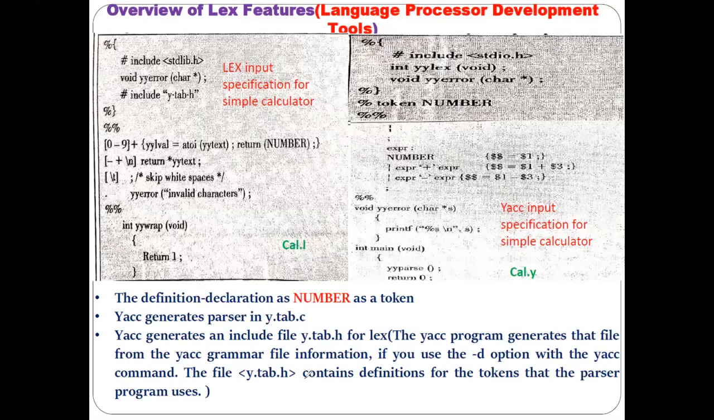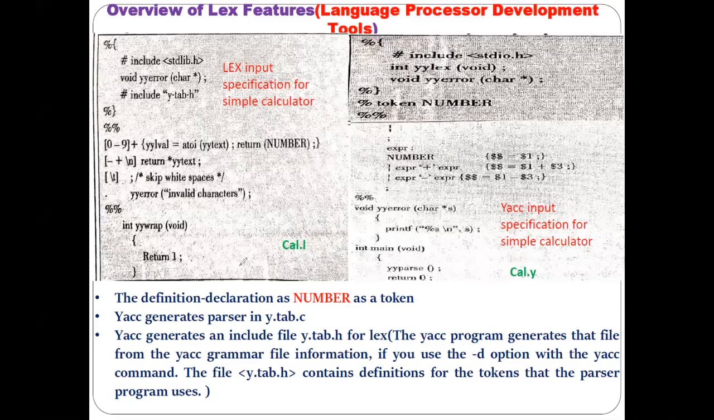So as I said, to generate the second phase of the compiler, the syntax analyzer, you have to write both programs. You have to write the program for generation of the lexical analyzer, and also the program for generation of the syntax analyzer. It means you have to write the lex program and the yacc program.